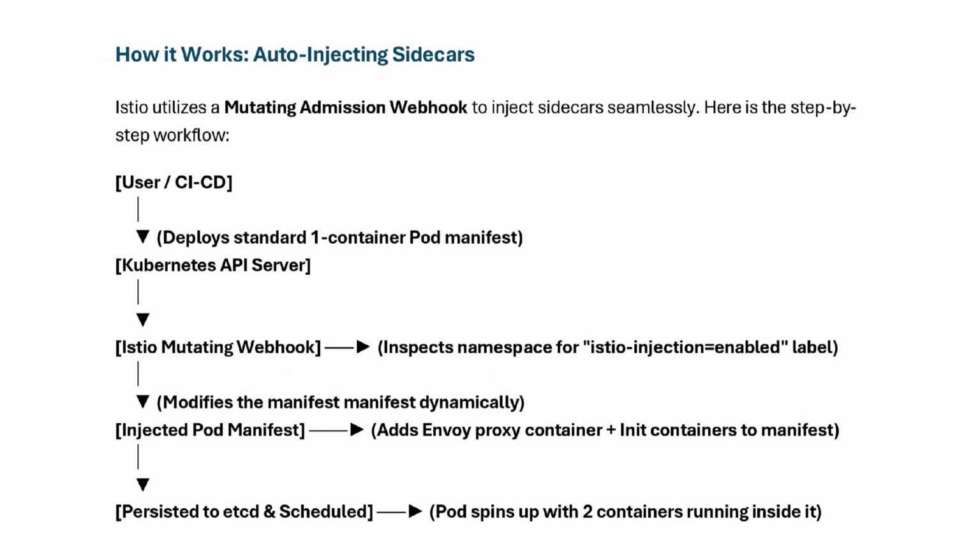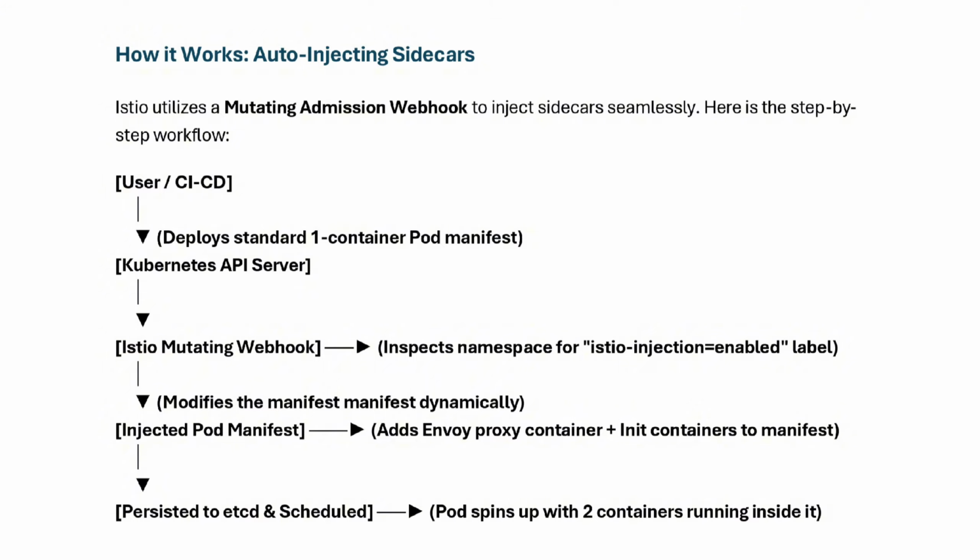Then manifest of the pod is updated dynamically without us trying to update it, which means injected pod manifest, which means it adds Envoy proxy container, that is sidecar container, plus init containers to manifest. So after it inspecting or finding Istio injection is equals to namespace label, it injects or adds Envoy proxy container. So now we have both containers, which is init containers of the manifest which we have provided, and new container or sidecar container added in the file, which is envoy proxy container or sidecar container.